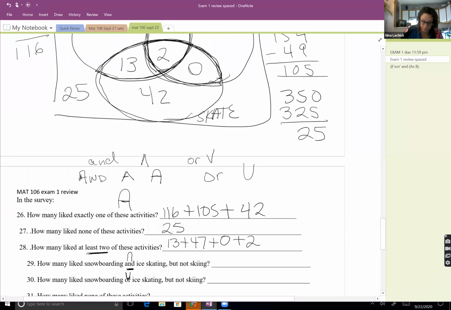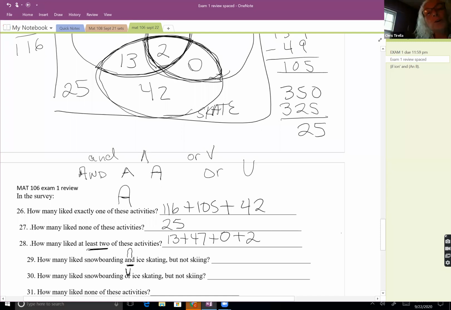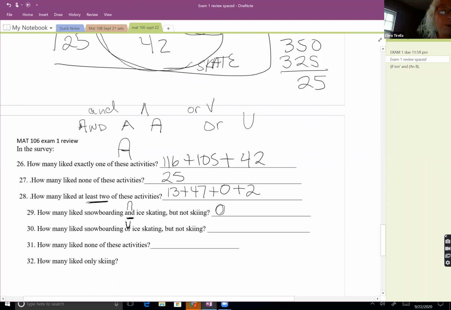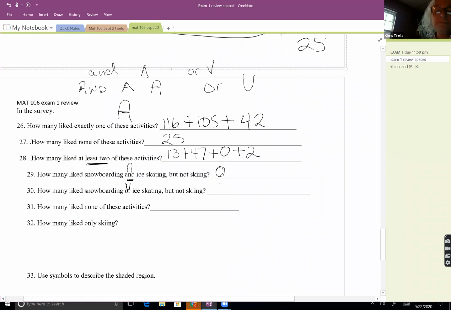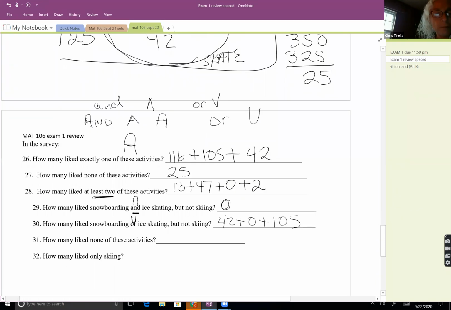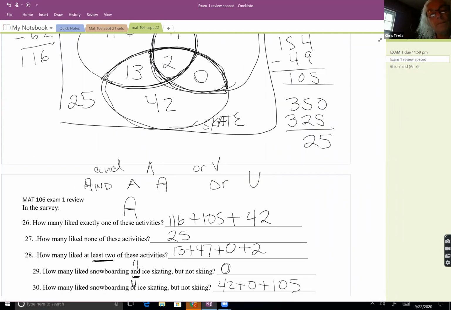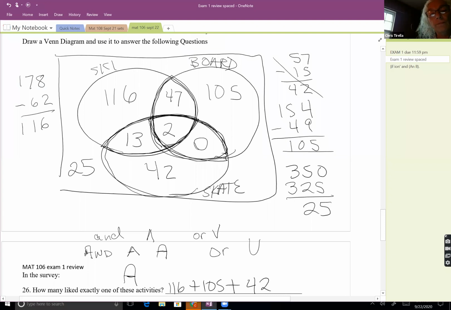Intersection also means and. So the intersection outside of skiing is 0. As opposed to the union of snowboarding and ice skating outside of skiing, which is 42 plus 0 plus 105. How many liked none of them? We did already. How many liked just skiing?